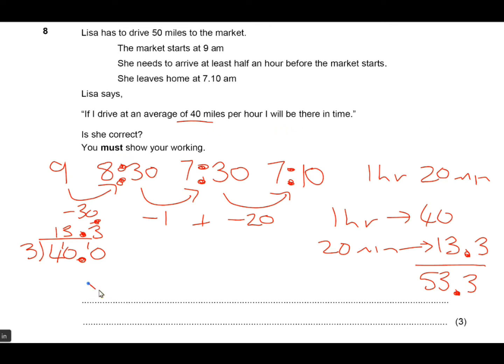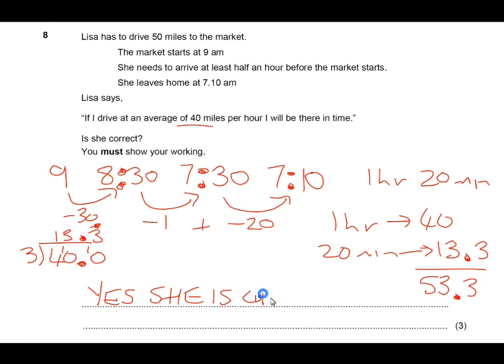Is she correct? She is. And that should get you the 3 marks. You've got your working out, and you've proven that in an hour and 20 at 40 miles an hour, she does over 53 miles, and she only has 50 miles to travel to the market.